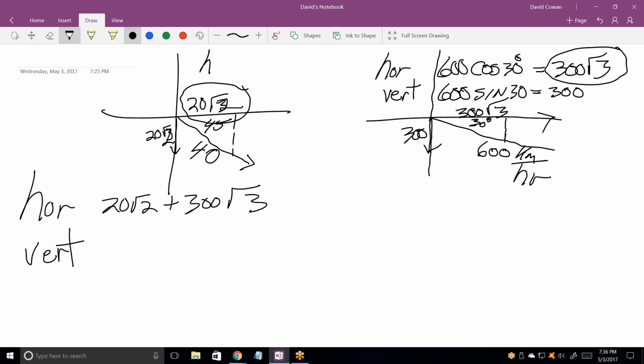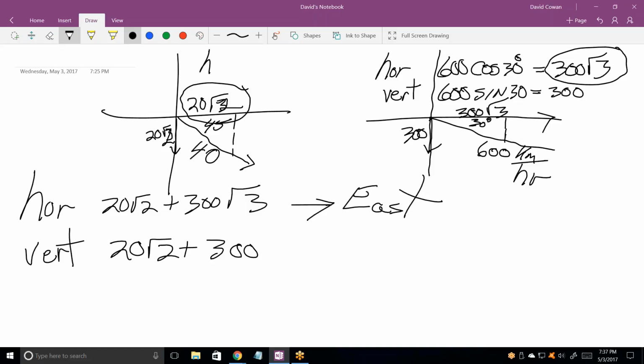What's the vertical component of the plane going to be? Negative 20 root 2. Well, it's still 20 root 2 plus 300. They're both in the same direction. In other words, they're both in a southerly direction, right? This wind is helping the plane in a vertical direction, or in a southerly direction and an easterly direction. So the way I deal with this is that's its speed going to the east. This is its speed going south.